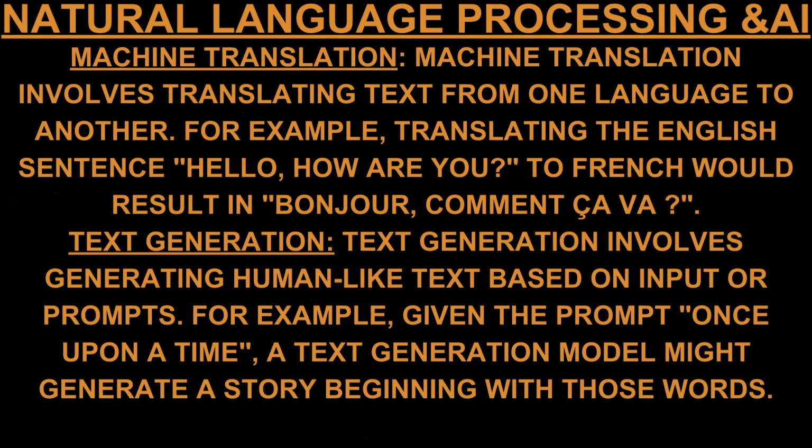Machine translation. Machine translation involves translating text from one language to another. For example, translating the English sentence, "Hello, how are you?" to French would result in "Bonjour, comment allez-vous?" Text generation. Text generation involves generating human-like text based on input or prompts. For example, given the prompt, "Once upon a time," a text generation model might generate a story beginning with those words.